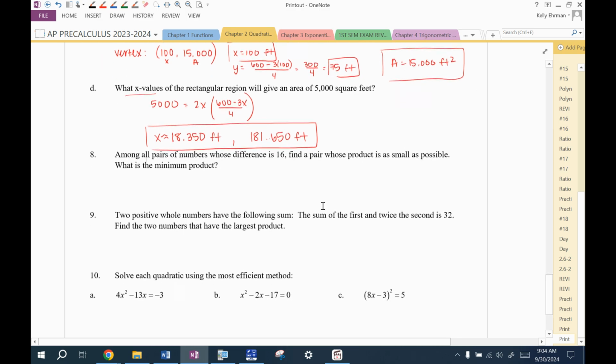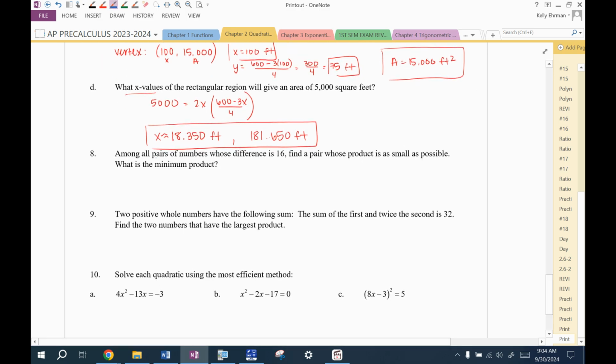All right, number 8. Among all pairs of numbers whose difference is 16, so x minus y equals 16, find a pair whose product is as small as possible. What is the minimum product? Okay, so this is just like perimeter and area. I've just changed the context. So this is kind of like perimeter. And then our product equation is equal to x times y.